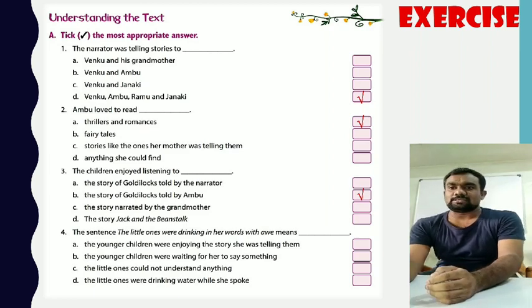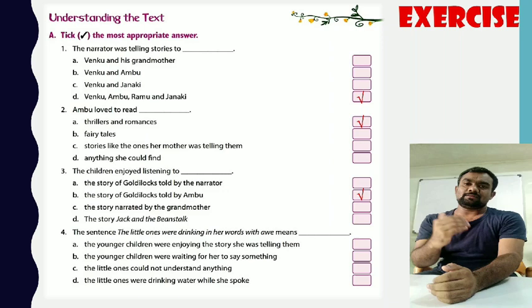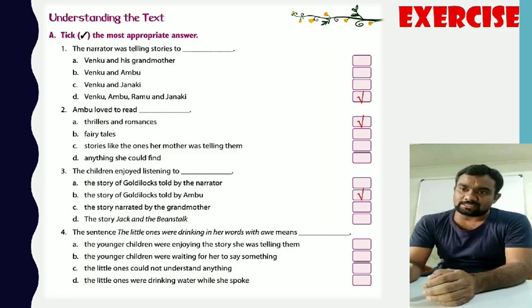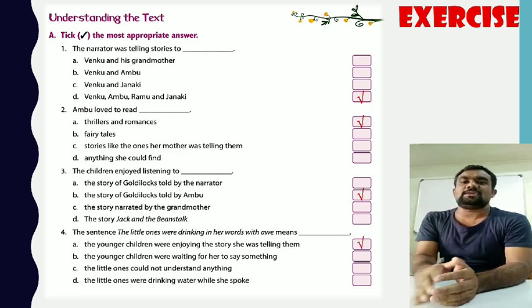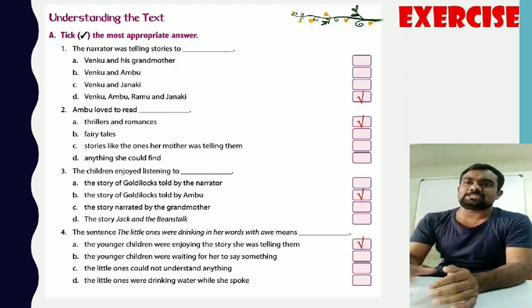In the fourth one, the sentence, the little ones were drinking in the words with O means. Here, when she is telling the story of Goldilocks in a thrilling way, like a murder mystery, at that time they are listening very attentively, they were enjoying the story. Answer A is the correct answer. So these are the MCQs. Let us see the next question.